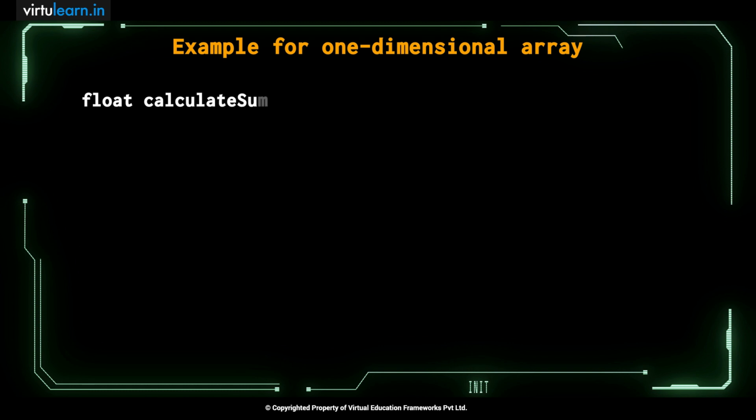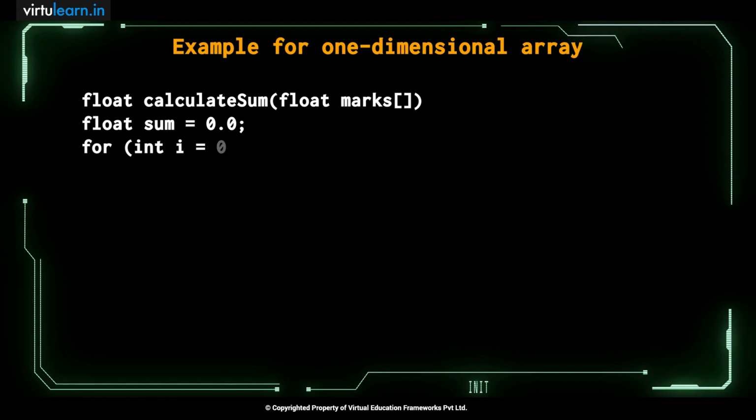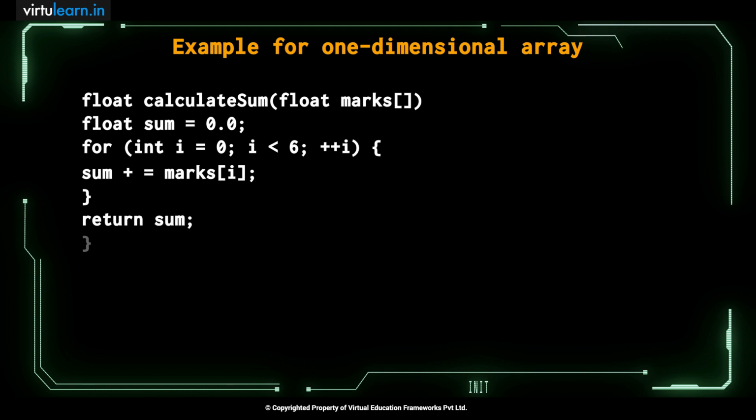float calculateSum(float marks[]). So here float sum equal to 0, initially 0.0. For int i equal to 0, i less than 6, i++, that is ++i or i++, I am performing the sum. sum += marks[i]. So all the individual marks will be added and we are going to return the sum to wherever the function has been called. So calculateSum is the function which was called and we are returning the value there. It is stored in result.